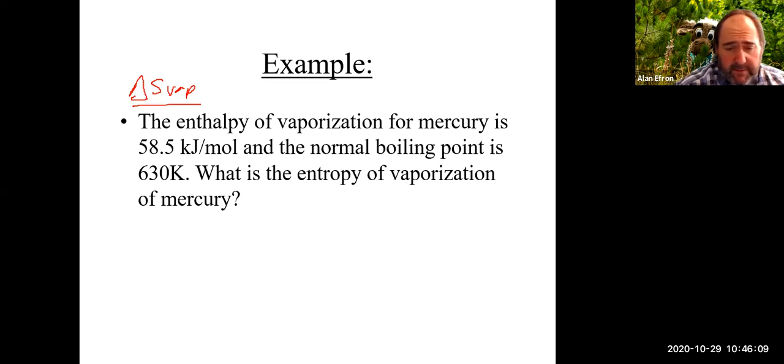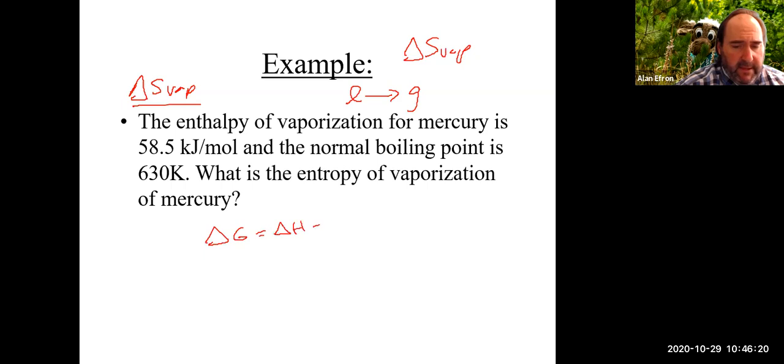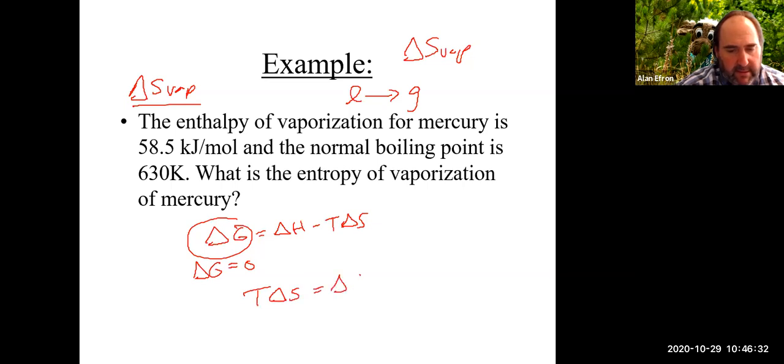Okay, so on this particular one, again, we're talking about the transition going from liquid to gas as we're looking for the delta S of vaporization. Taking our formula, our delta G is going to equal 0 in this case because we're at equilibrium. Doing the same rearrangement and dividing by T gives us this again, without the negative.